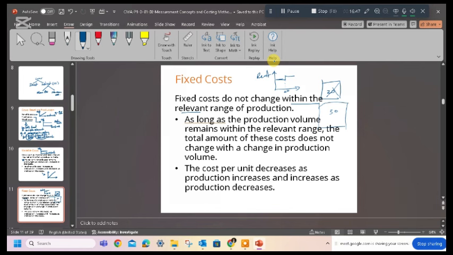Read again. Fixed costs do not change within the relevant range of production. As long as the production volume remains within the relevant range, the total amount of these costs does not change with the change in the production volume. Cost per unit decreases as production increases. What will happen to the cost per unit?